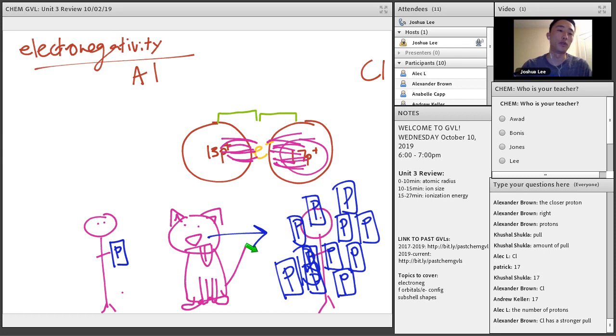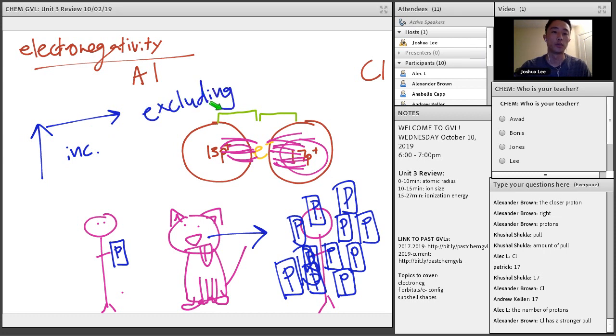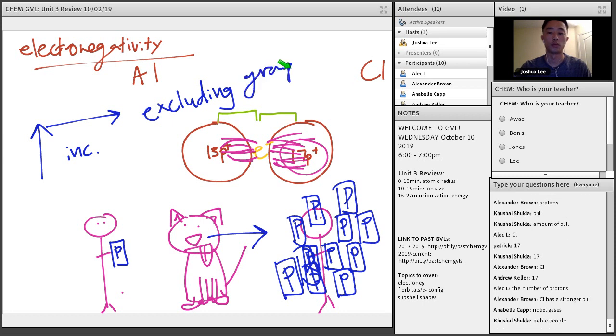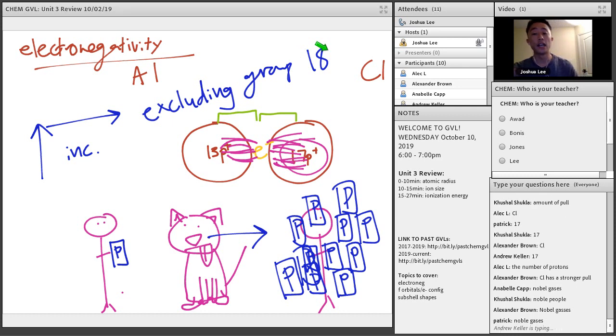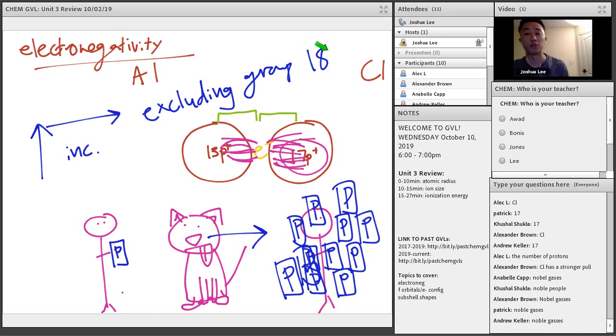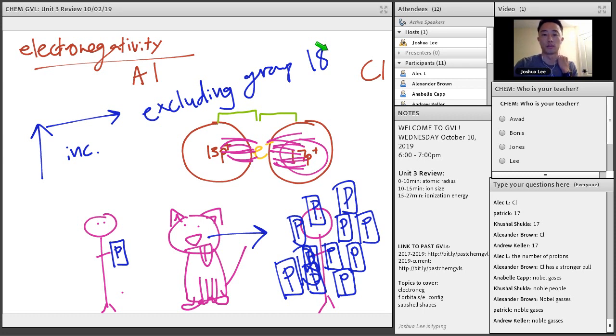So the overall trend for electronegativity is that it increases going up and to the right across, excluding which group? Yeah, the noble gases, so group 18, because noble gases don't want any more electrons, so they have no real need to try to steal an electron away. So good. So those are all the trends.